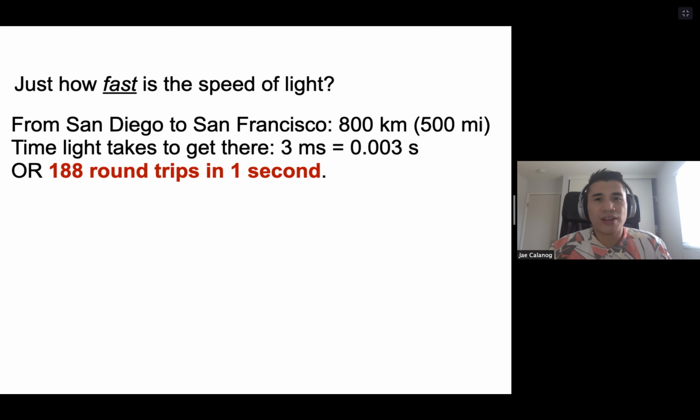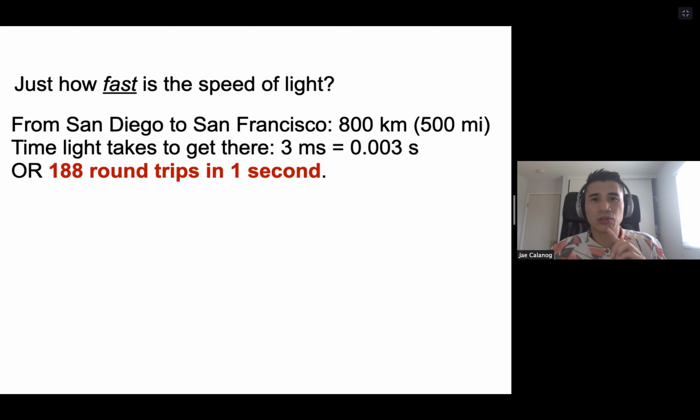And so let's try to put that into context. So just how fast is the speed of light? So again, from San Diego to San Francisco, 800 kilometers, 500 miles, and the time light takes to get there, if you do the math, right, it's basically 3/1000ths of a second, or 0.003 seconds. Okay, so if you want to put that into something more relatable, because 0.003 is such a small fraction of a second, you just do this.